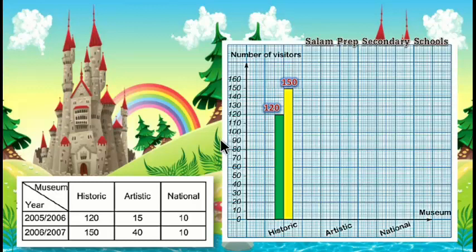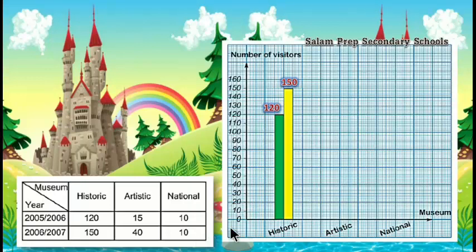Now we need to determine the numbers on the vertical axis. The vertical axis is labeled number of visitors. We will observe the numbers are 10, 15, 40, 120, 150. So we can put the scale 10, jump by 10, increase by 10. Okay, you must start with 0 at the intersection point of the horizontal axis and vertical axis.